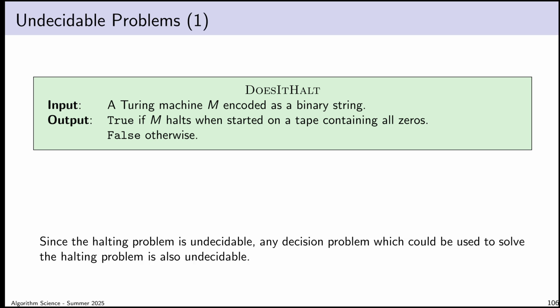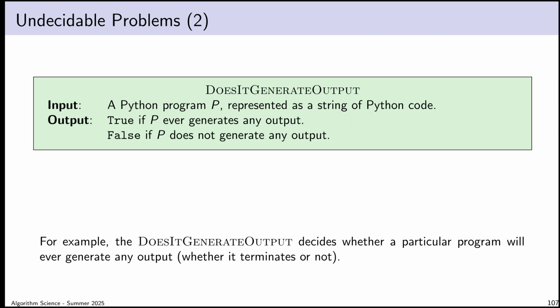Now, as I mentioned a minute ago, since the halting problem is undecidable, any other decision problem that would imply a solution to the halting problem has to be undecidable too. And this is where we can bring in the concept of a reduction. So here's an example of some sort of adjacent problem. It's called "does it generate output?" I'm going to give you a Python program P. And the decision problem is, tell me true if the program ever generates literally any output of any kind, and tell me false if it doesn't. That's it. Just decide whether or not the program generates even one character of output.